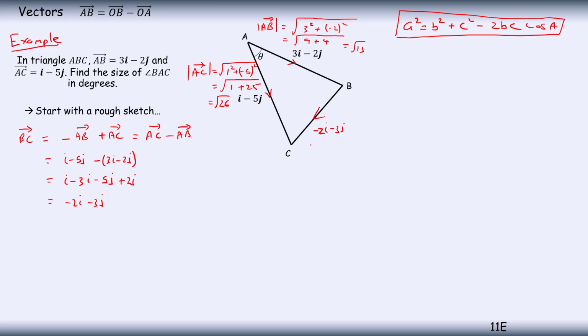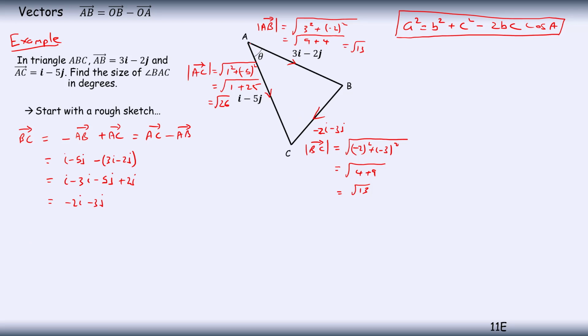And here, the magnitude of BC is given by the square root of minus 2 squared plus minus 3 squared. Hopefully you've started to notice it doesn't matter if it's minus or plus. The sign is irrelevant to the size. So that's the square root of 4 plus 9, which is the square root of 13. So now I've got the magnitude of all three sides. I can apply my formula.